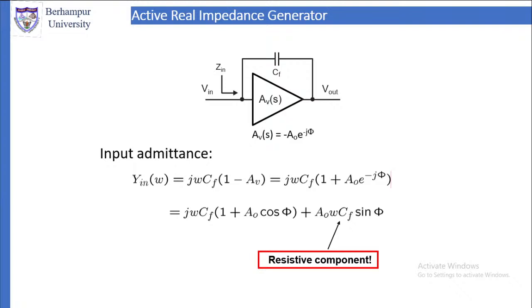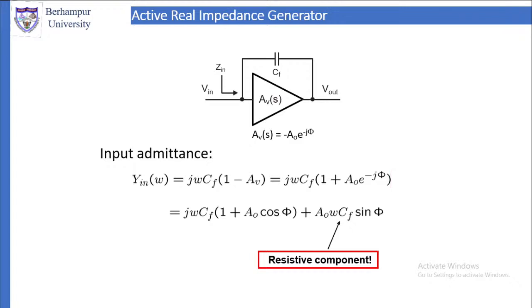Now let us consider a simple active real impedance generator. In this, we are using an amplifier whose voltage gain is AV, which depends on frequency. So AV is dependent on s, AV(s) is equal to minus A0 exponential minus j phi, phi being the phase. So between input and output, the phase difference is phi.